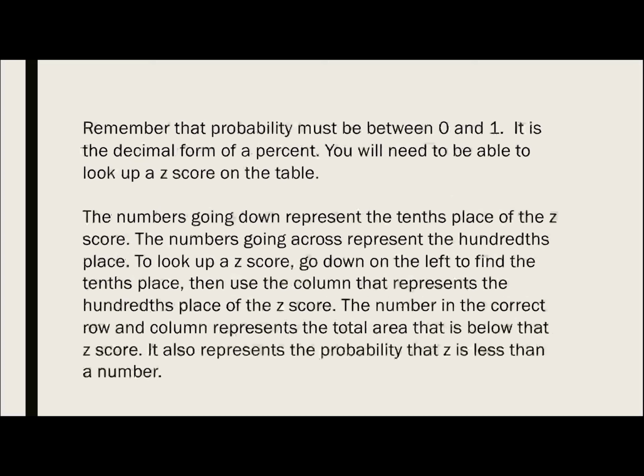You will need to be able to look up a z-score on the table. The numbers going down represent the tenths place of the z-score. The numbers going across represent the hundredths place. To look up a z-score, go down on the left to find the tenths place. Then use the column that represents the hundredths place of the z-score. The number in the correct row and column represents the total area that is below that z-score. It also represents the probability that z is less than a number. So you need to be looking at your chart for these problems.